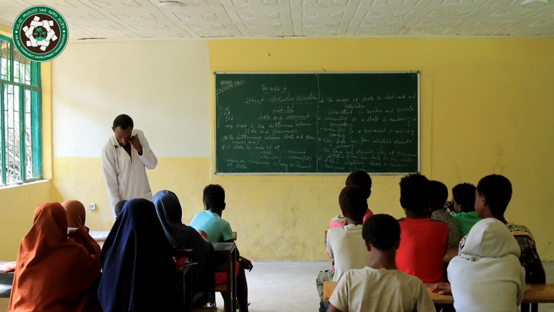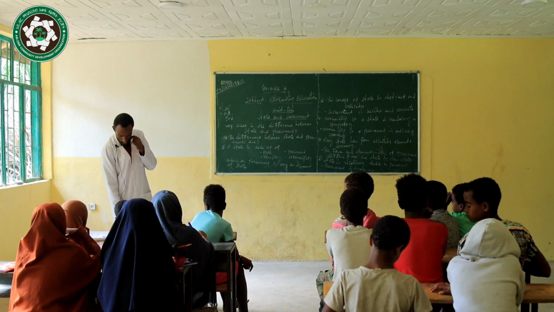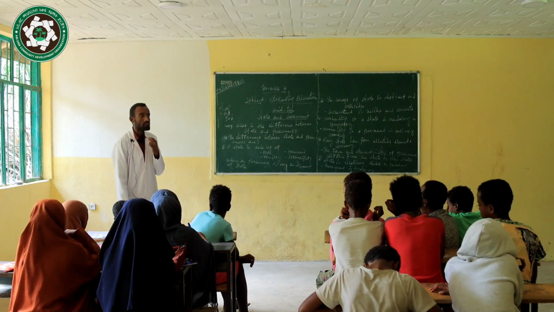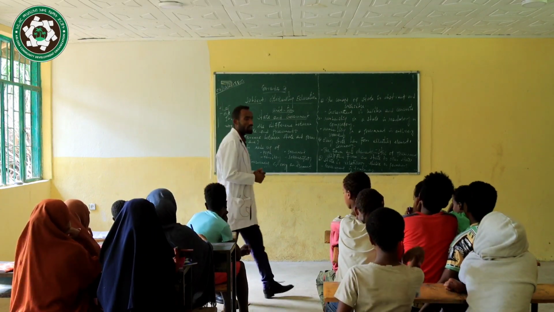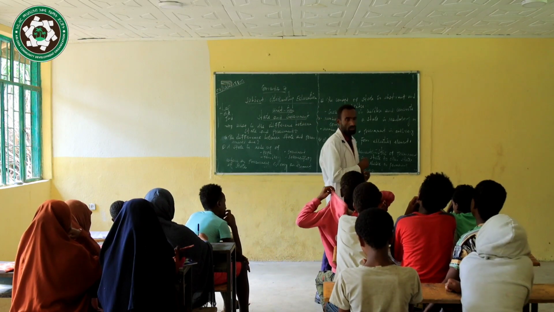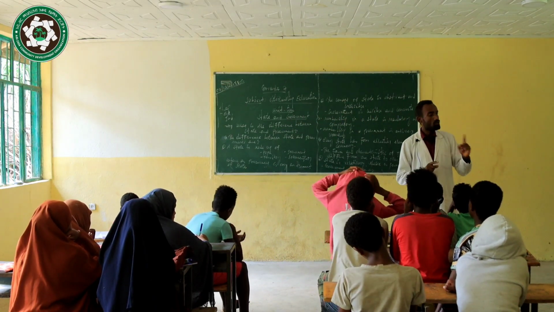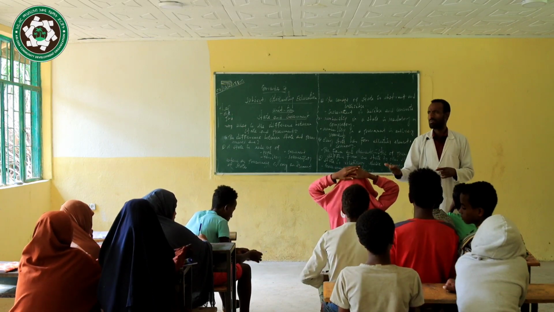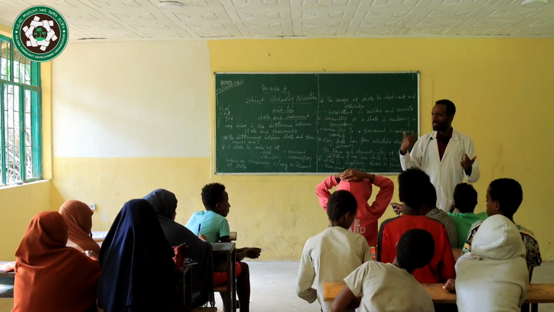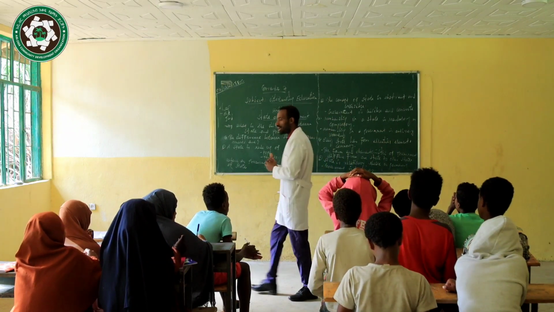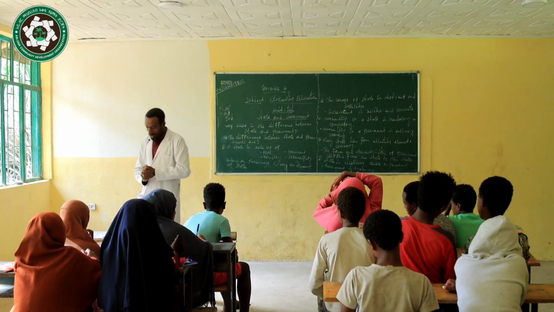Next we will continue with the definition some American presidents gave, such as Abraham Lincoln, for democracy. Democracy means government of the people, by the people, for the people. So what does government of the people mean? What does by the people mean? What does for the people mean? This definition is there. In the next class we will continue. Now it's enough for you.